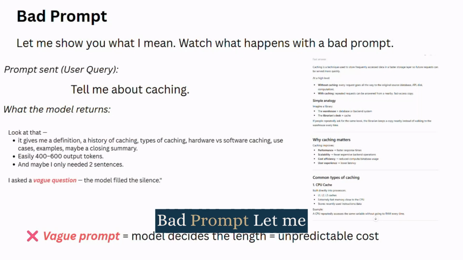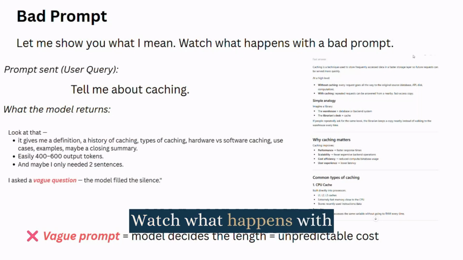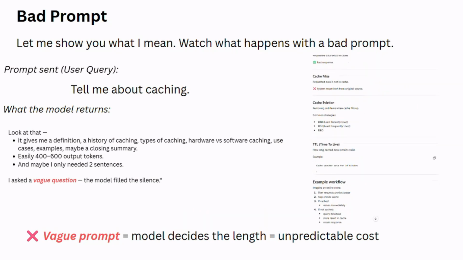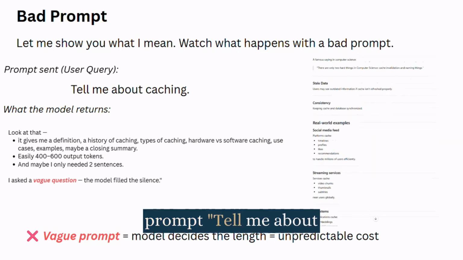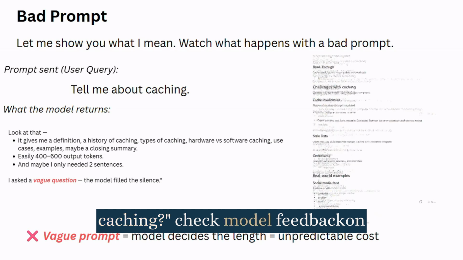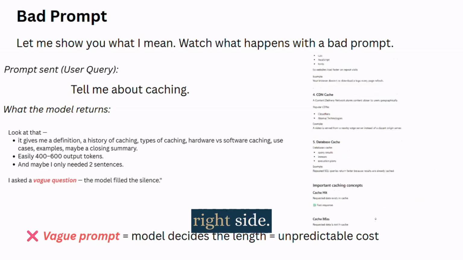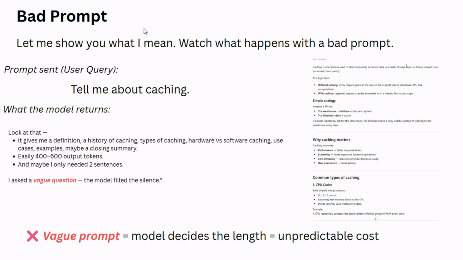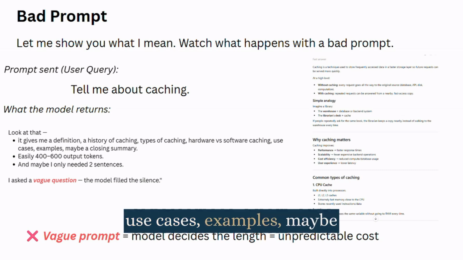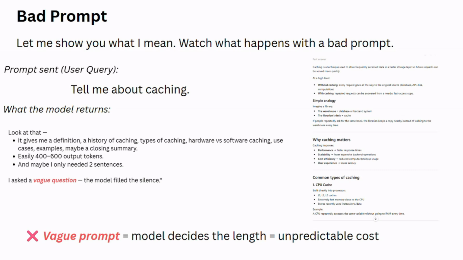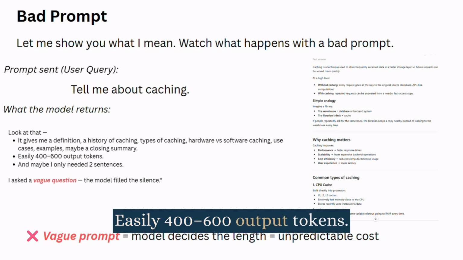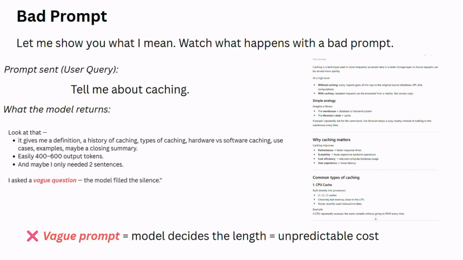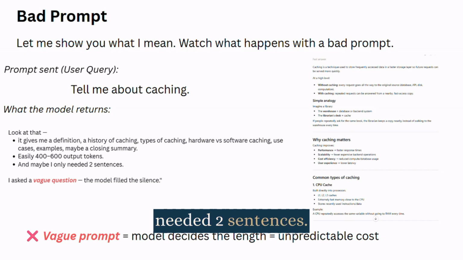Bad prompt. Let me show you what I mean. Watch what happens with a bad prompt. When the user query is sent, "Tell me about caching," check the model feedback on the moving GIF image on the right side. Look at that. It gives me a definition, a history of caching, types of caching, hardware versus software caching, use cases, examples, maybe a closing summary, easily 400 to 600 output tokens. And maybe I only needed 2 sentences.